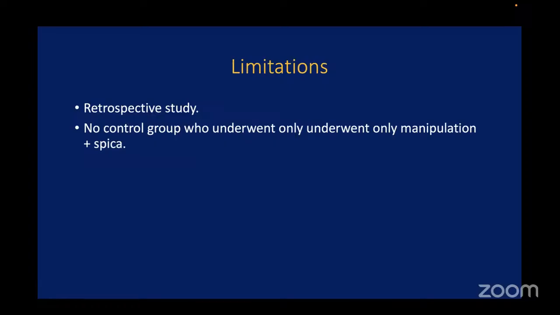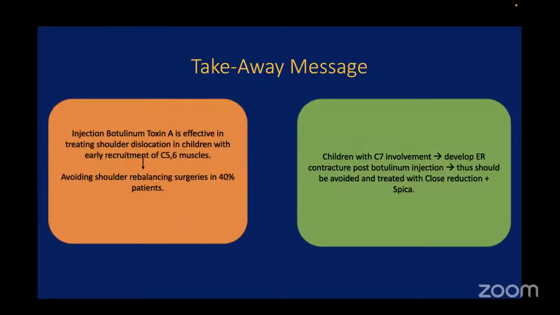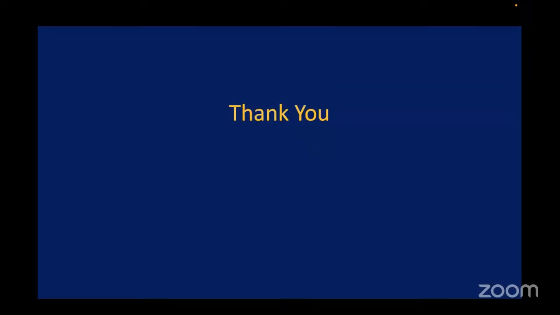So what are the limitations of our study? It's a retrospective study, with no control group who underwent only manipulation and spica application. As I mentioned earlier, in C7 involved patients, we should avoid giving Botox. It's an effective method when there is early recruitment of C5, C6, and it can avoid surgeries in about 40% of patients. Thank you so much.